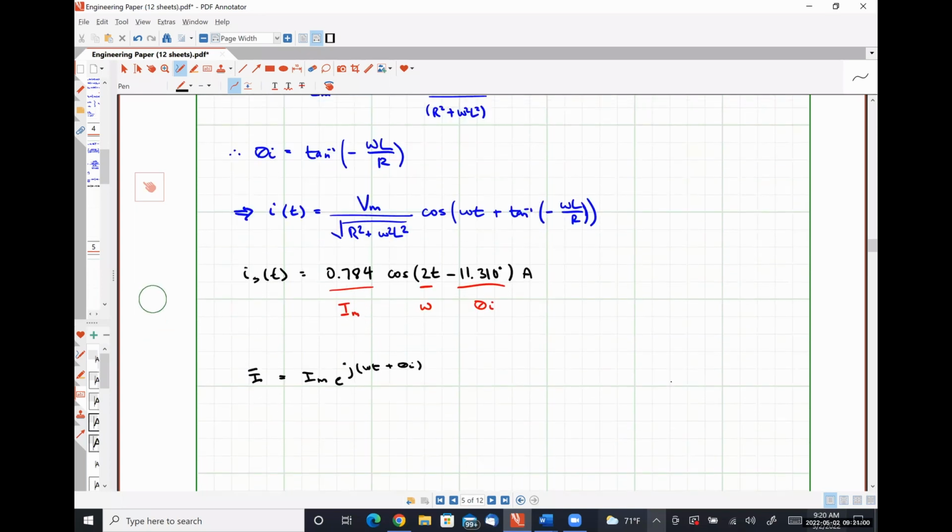Actually, I want to show you guys something just really quick using Euler's identity. The real part of this complex number I is actually IM cosine omega t plus theta I. So the real part of the complex number that we are going to use is actually the time domain signal we just messed around with. Okay. So we're going to rework this problem.